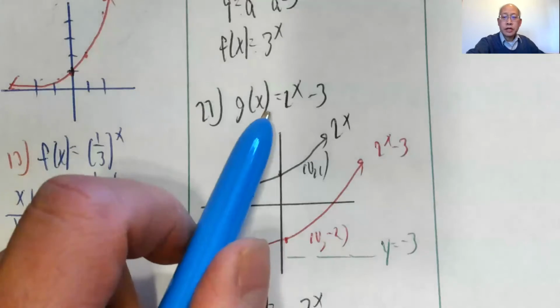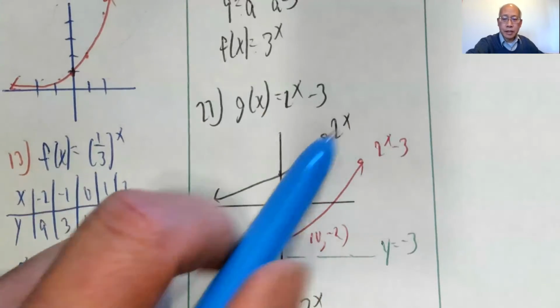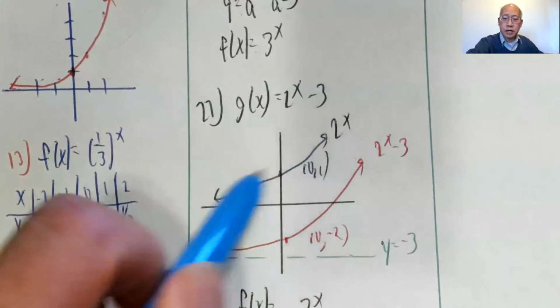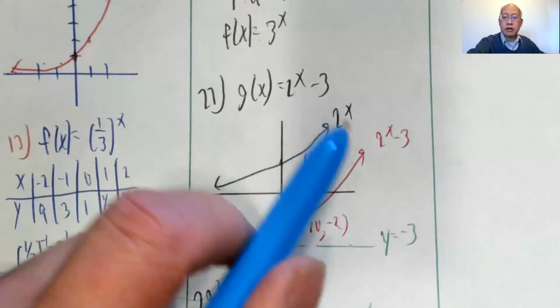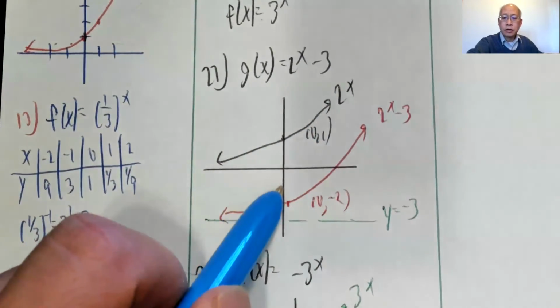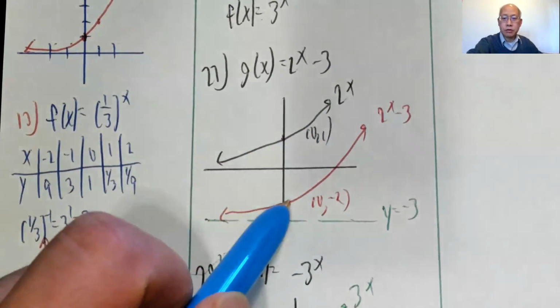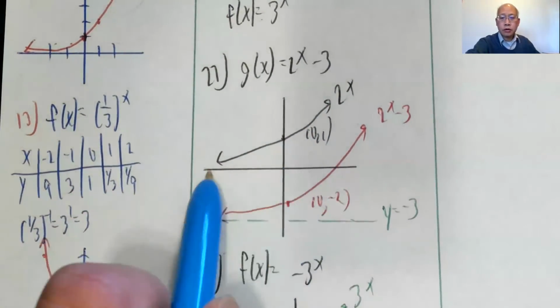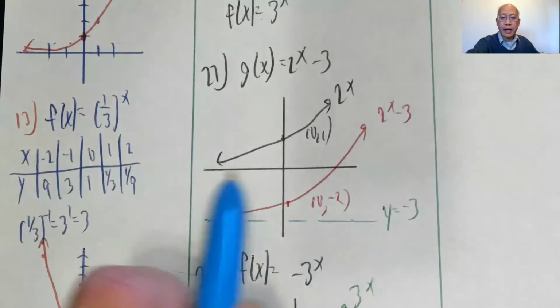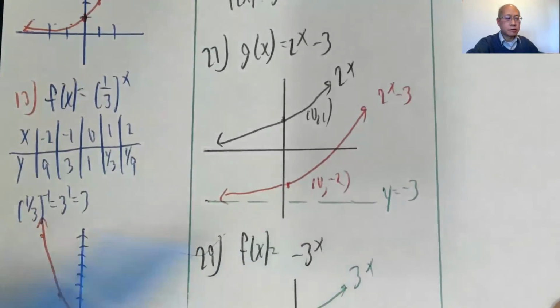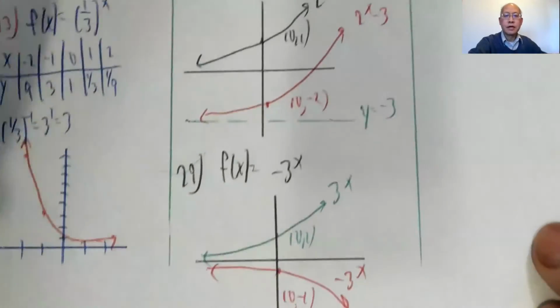27, 2 to the x minus 3. 2 to the x looks something like this. Exponential functions tend to look like that, 0, 1. Minus 3 shoves the whole graph down 3 units. So 0, 1 becomes 0, negative 2. And the horizontal asymptote, which used to be the x-axis, which means y equals 0, becomes y equals negative 3.